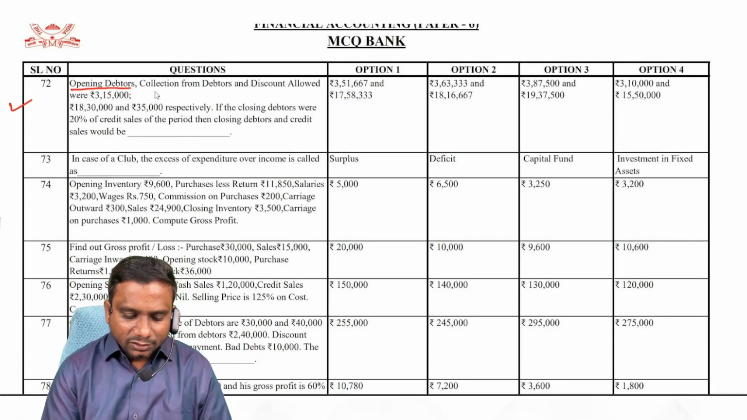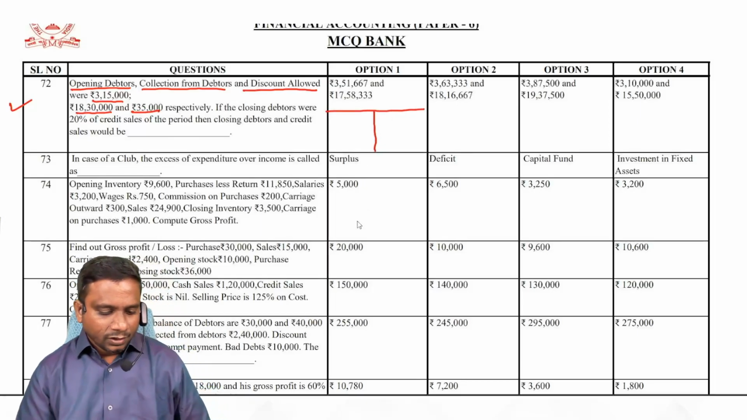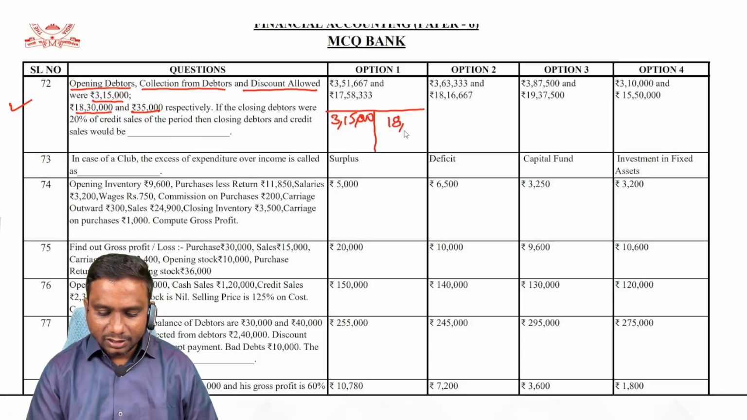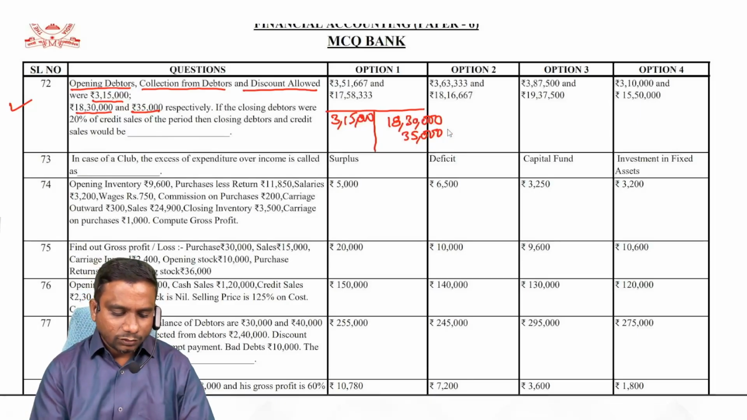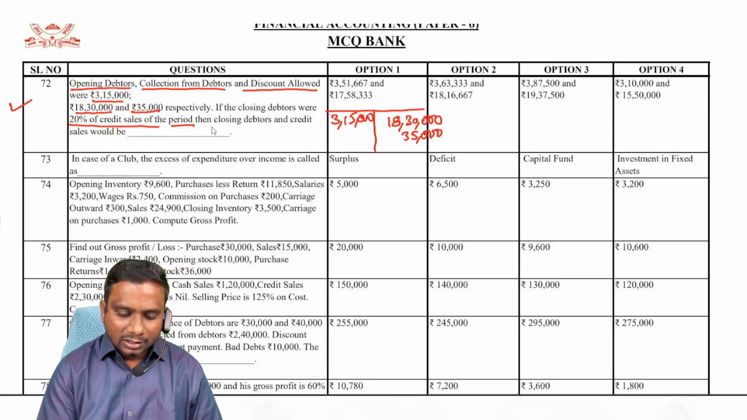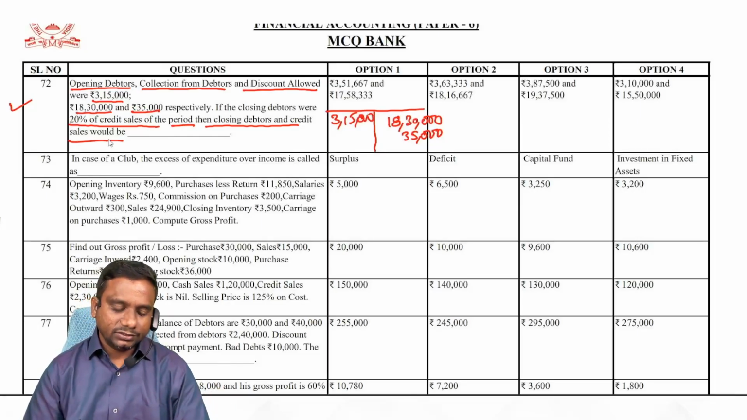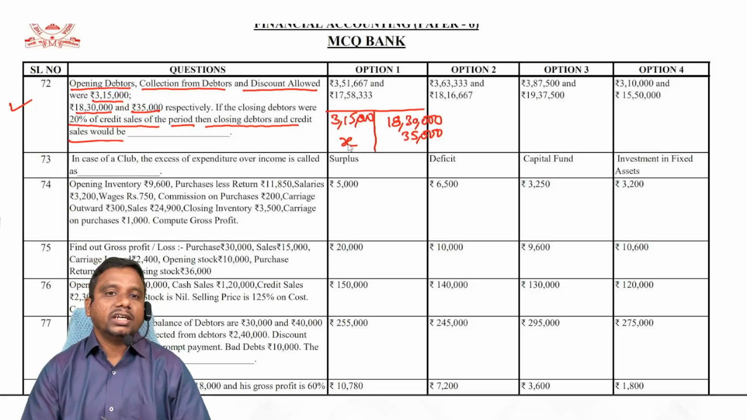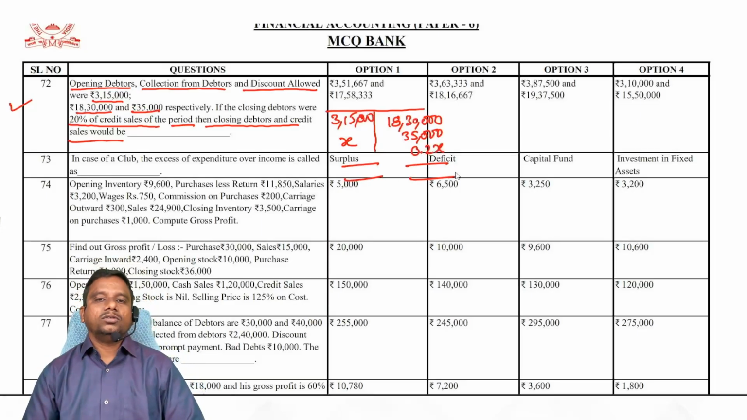72. Opening debtors, collection from debtors, discount allowed were 3 lakh 15,000, 18 lakh 30,000 and 35,000. It is better to prepare debtors account here. Opening debtors 3 lakh 15,000. Collection credit side 18 lakh 30,000. Discount allowed credit side 35,000 respectively. If the closing debtors were 20% of credit sales of the period, then closing debtors and credit sales will be? So let's say the credit sales will be X. 20% of credit sales will be closing debtors, that means 0.2x, and your account will be equal.